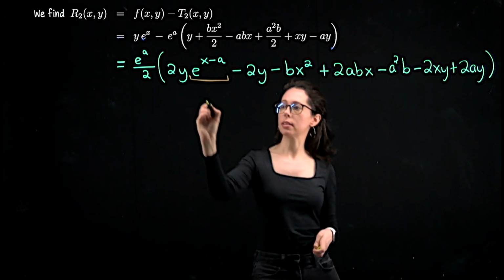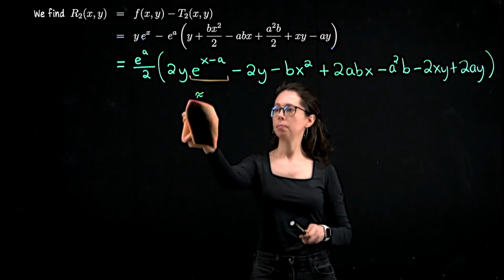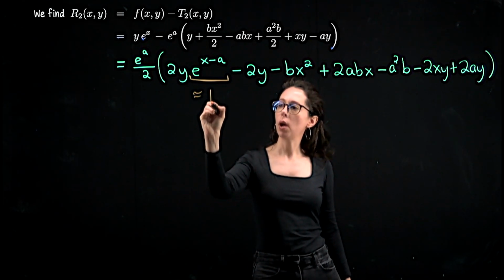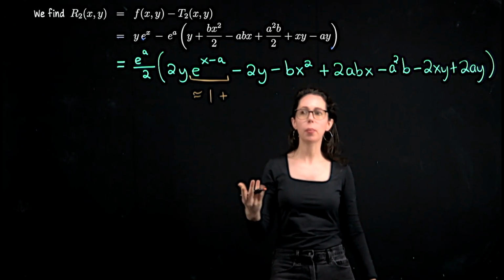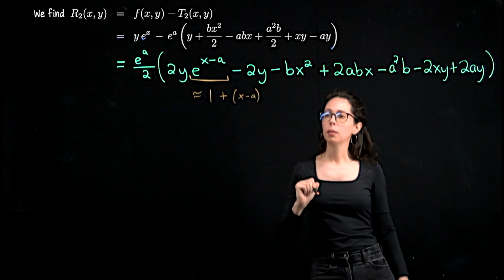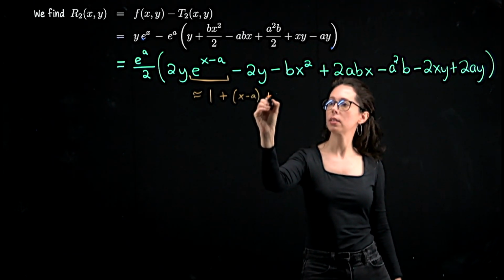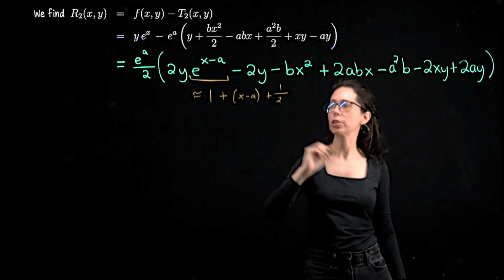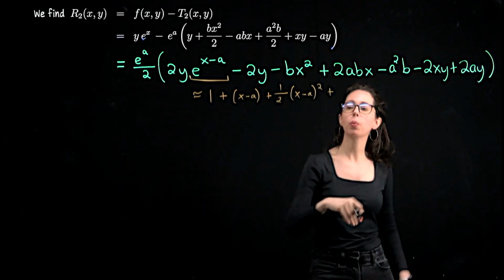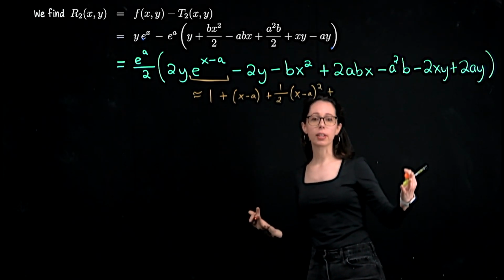We don't need all those pieces. I'm going to say that this piece here, let me write it in orange, is approximately 1 plus what I called u a moment ago, which is x minus a, plus that squared over 2 factorial. I'll just write 1 over 2, that's what 2 factorial is. (x minus a) squared, plus 1 over 3 factorial times (x minus a) cubed. But I claim this is enough for us to continue on.